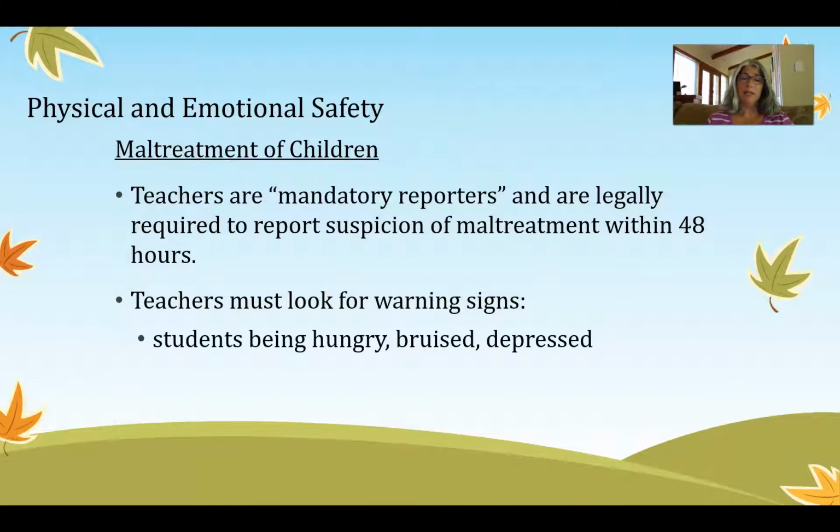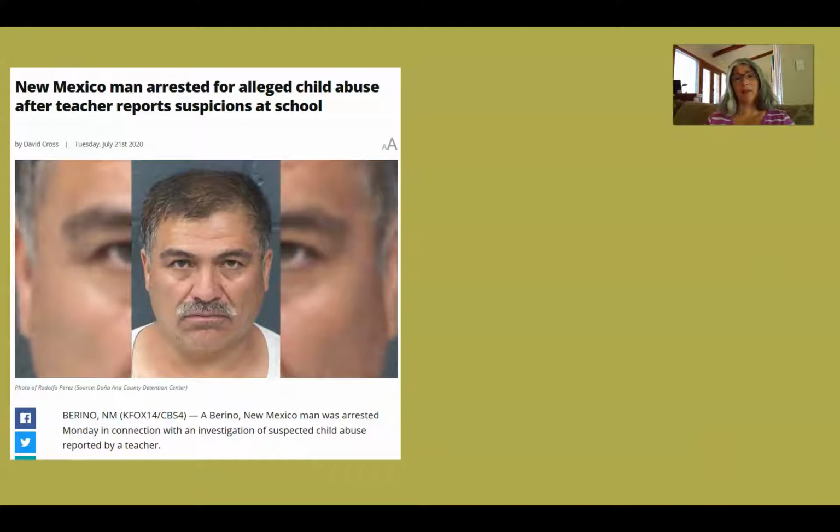So, warning signs. Students who come to school and they're always hungry. That could be a sign of neglect, that they're not being fed. You see bruises on them. Now, kids get bruises. They fall down. They get bumps and scrapes. But do they have bruises in unusual places, other than their kneecaps, perhaps? Do they seem sad and depressed?